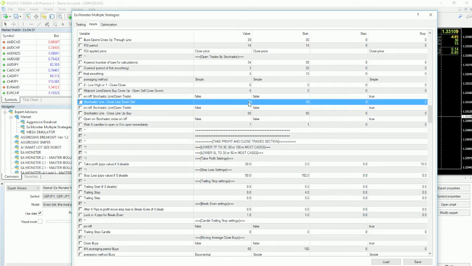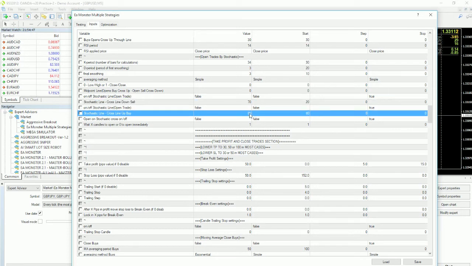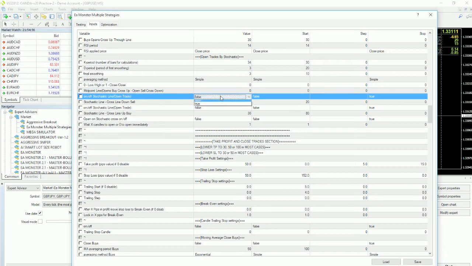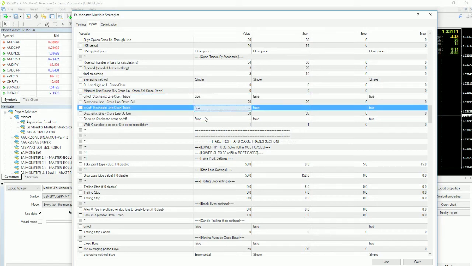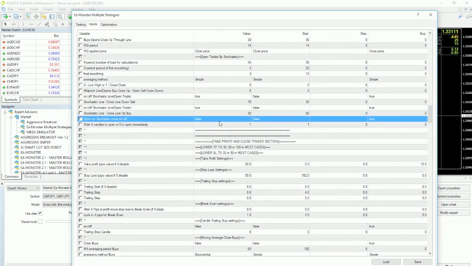You have the stochastic line down, set at 20. If it crosses the 20 down, it opens a sell. You could put this to 70, so that it crosses down 70 and opens a sell. Just like the RSI that we were looking at before, you can put that to 30 so that it crosses up to 30 and it buys. This is the kind of thing that I'm using now. I have to set these to true. Got to make sure they're set to true.